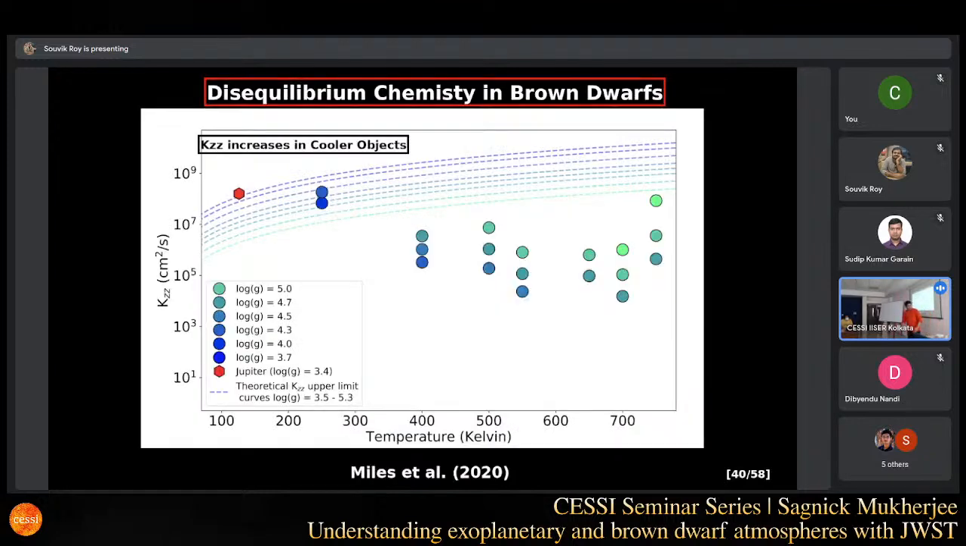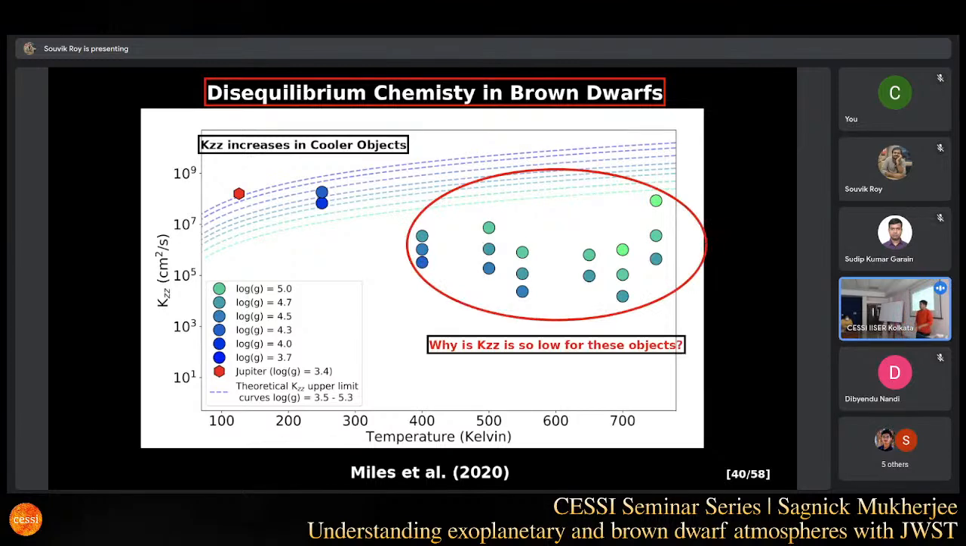Now, in 2020, one of my fellow grad students at UC Santa Cruz actually tried to measure this parameter KZZ in some brown dwarfs, 6 brown dwarfs. And this is what this plot shows. The y-axis shows KZZ, the x-axis shows temperature of those brown dwarfs. And those dashed lines show the KZZ you expect from total convection or free convection.